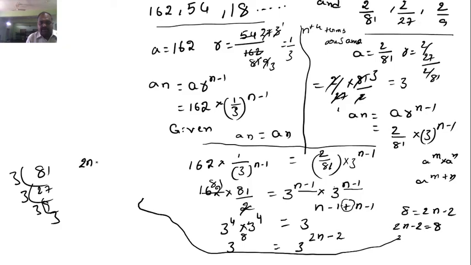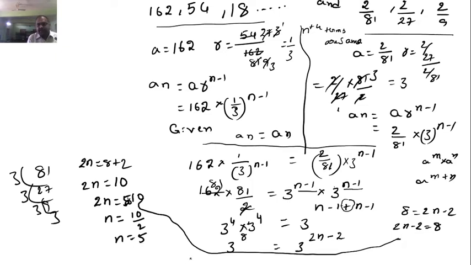2n is equal to 8 plus 2. 2n is equal to 10. N is equal to 10 by 2. N is equal to 5. So fifth terms of these two APs are same.